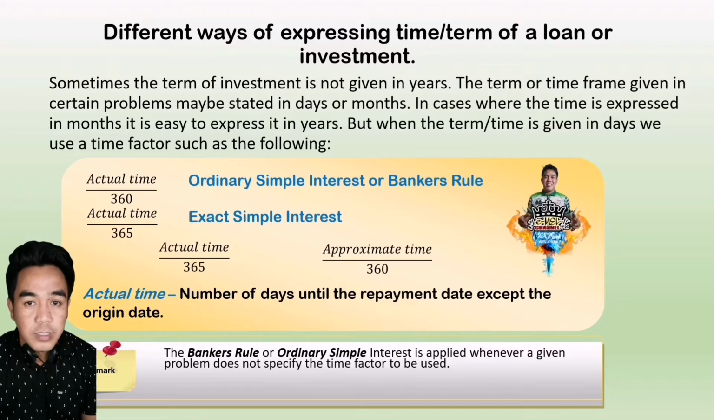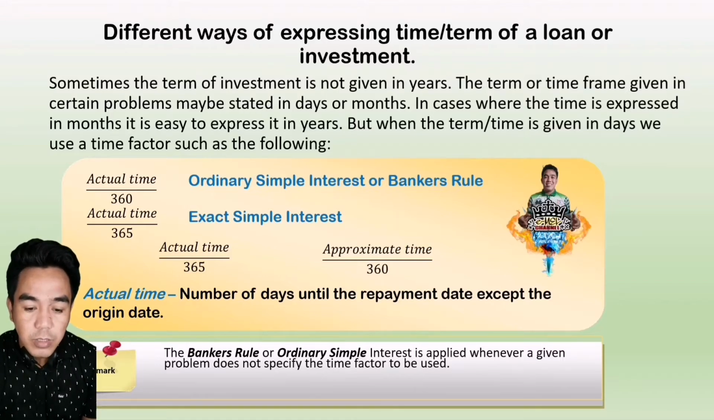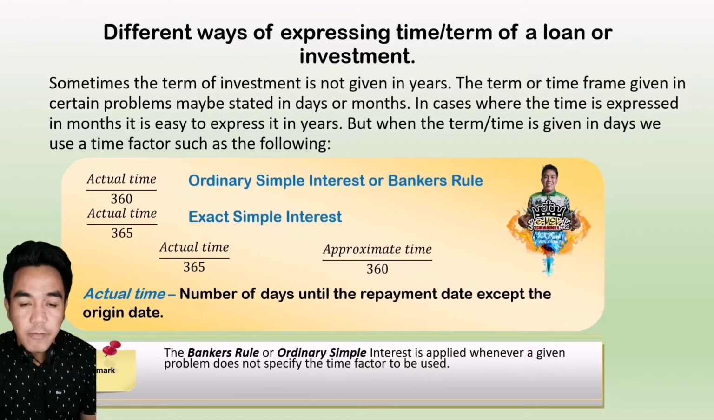For example, January has 31 days. In February, it depends on the year. If it is a leap year, 29. If it's not, 28. Then so on and so forth. Take note that the Banker's rule or ordinary simple interest is applied whenever a given problem does not specify the time factor to be used.